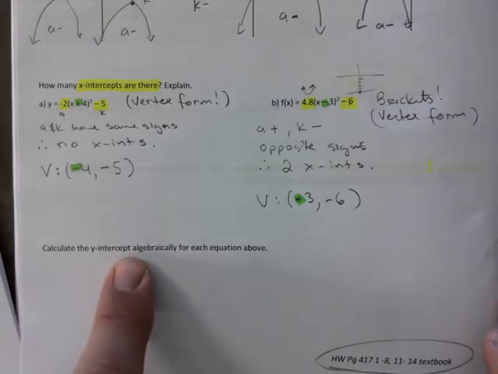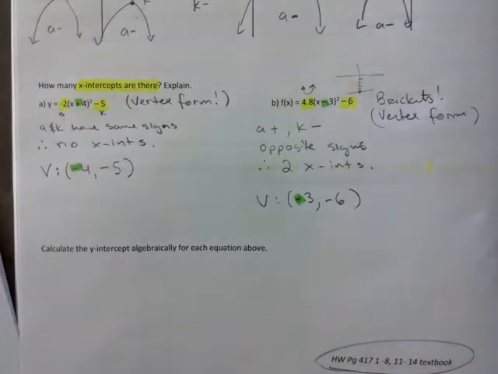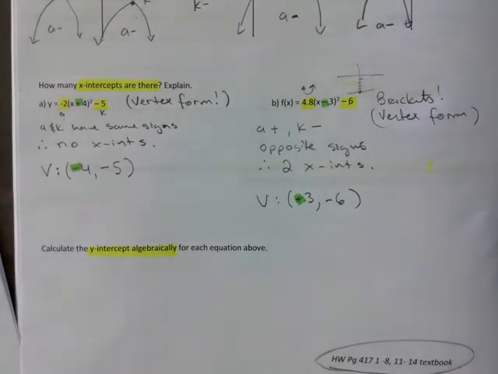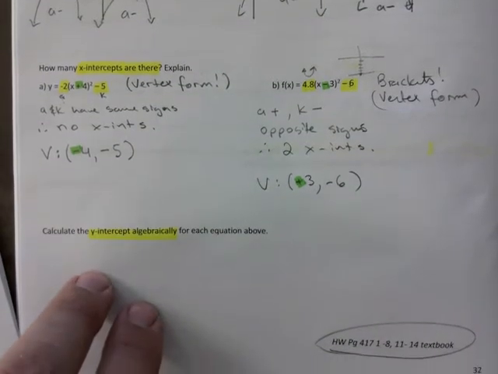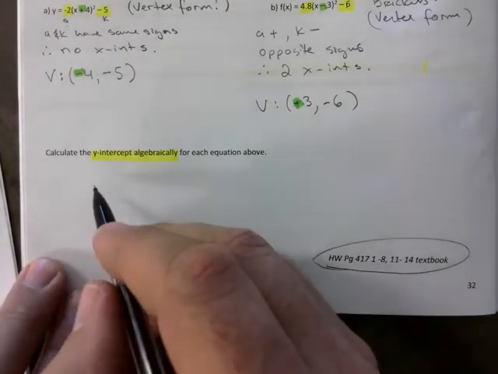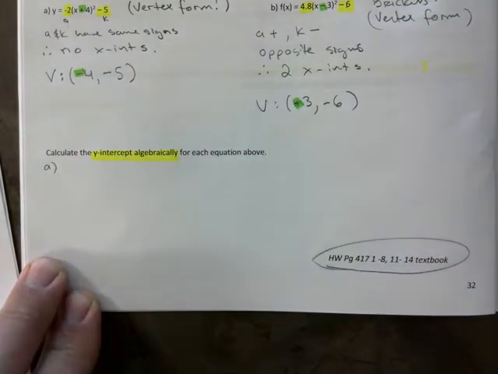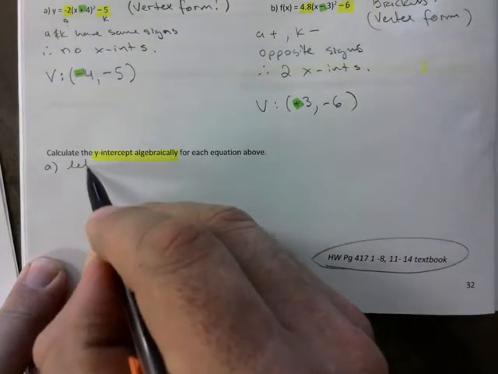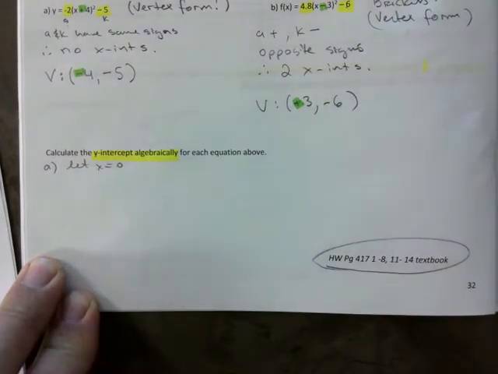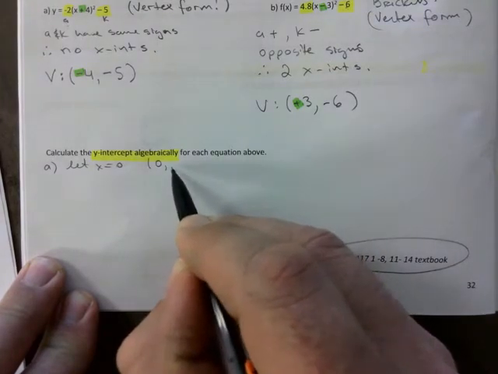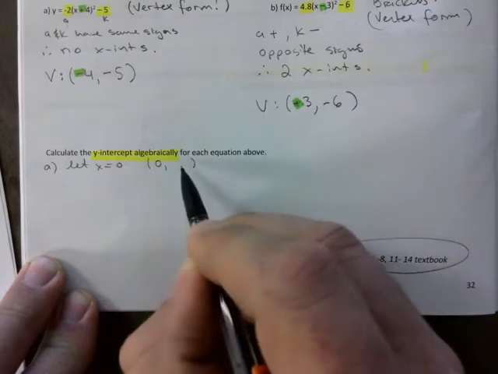Next, every once in a while, you're going to have to figure out what the y-intercepts are algebraically. I need you to be able to do that. This is similar to what we have already done. We have found f of 5 or whatever. But let's use this one here. For a, we would just let x equal 0, because that's what the y-intercept is. So basically, we are on our quest to find (0, blank). That's going to be the y-intercept.